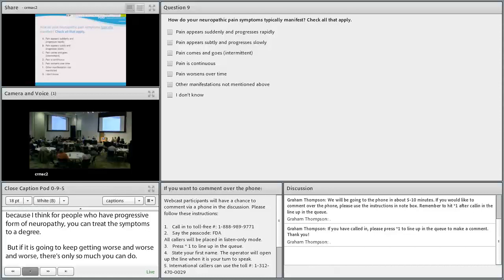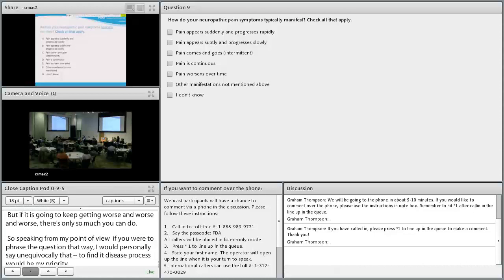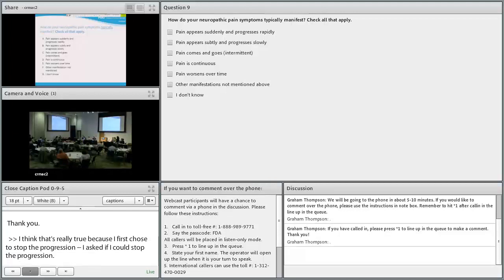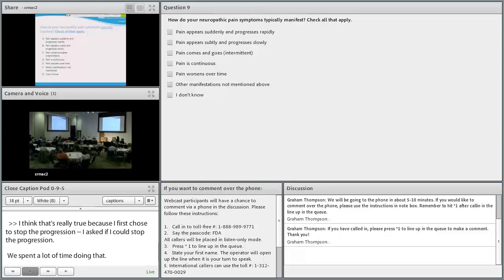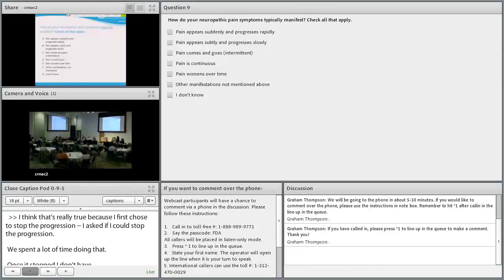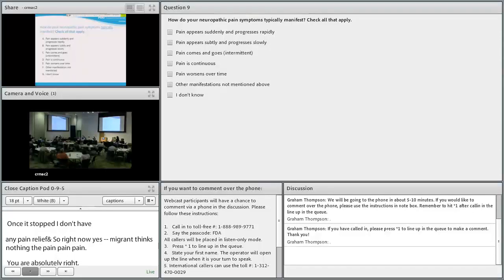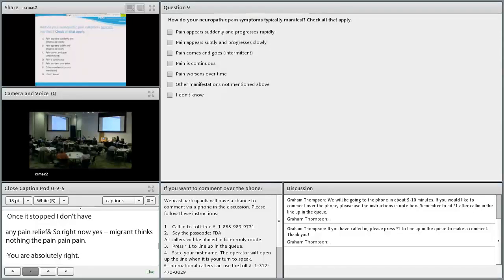Okay, I see some head nods with what you just said, Adam. Thank you. All right, I think that's really true, because I first chose to stop the progression. I have CIDP. I could stop the progression. We spent a long time doing that, but once the progression was stopped, I don't have any pain relief. So right now, yeah, my brain thinks nothing but pain, pain, pain. You're absolutely right. And when I first started getting the symptoms, I wanted it to stop progressing. That was the main thing, stop the progression.